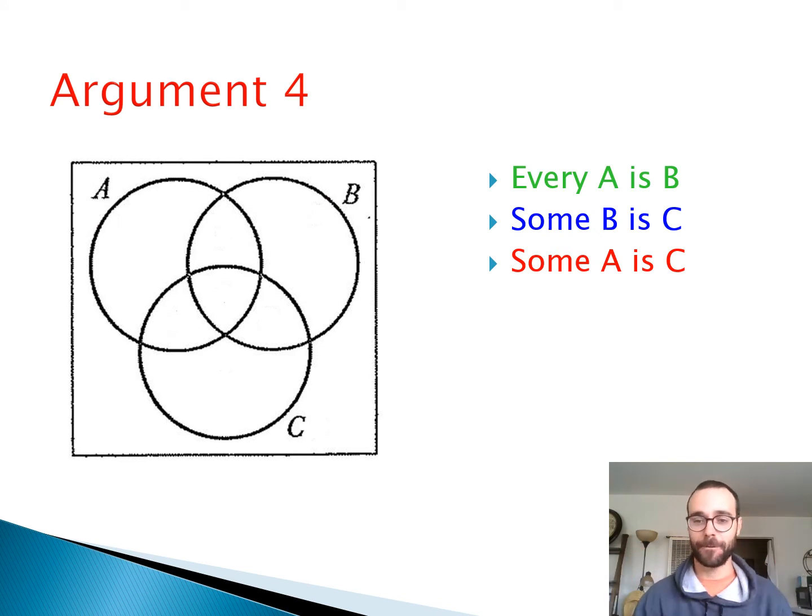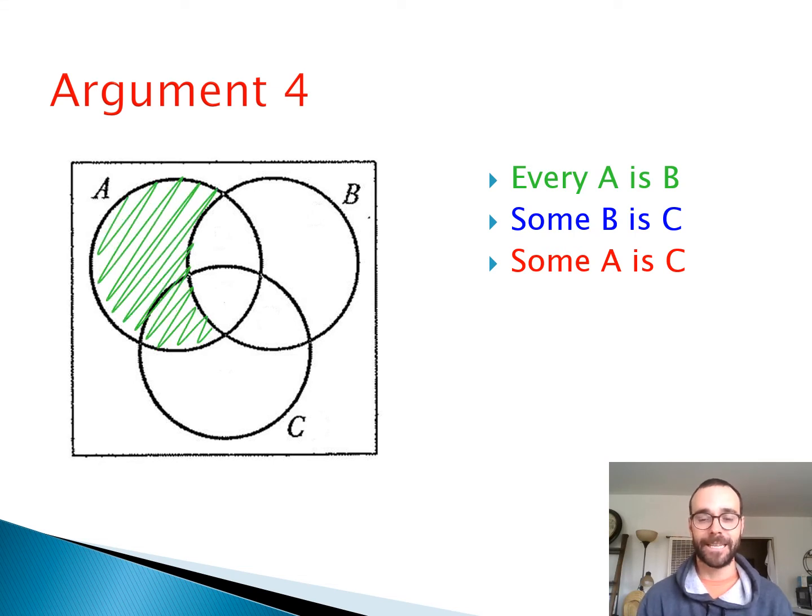Again, same first proposition here. Every A is a B, shading out just like all the others. Next one, a little bit different. Some B is C. So there's something in the world that is both B and C together.